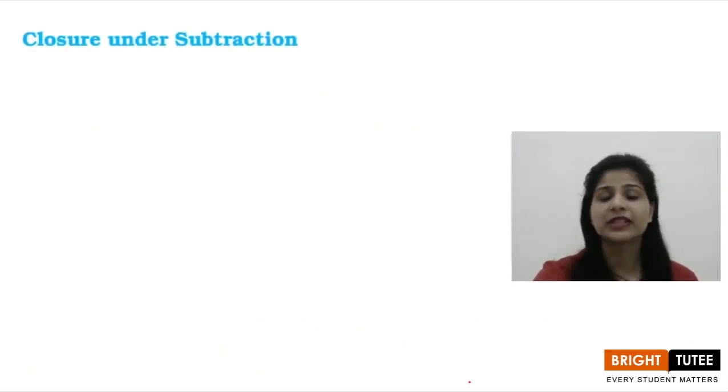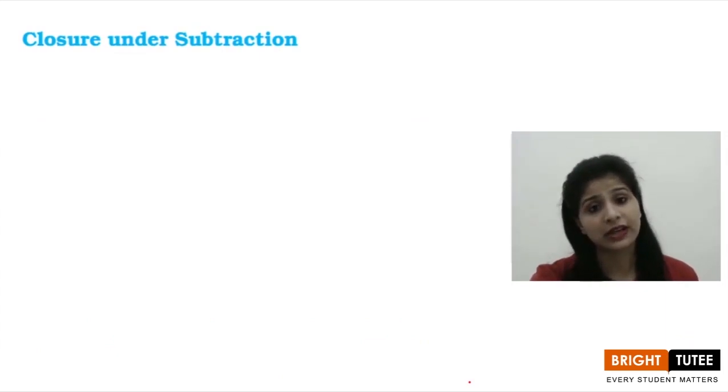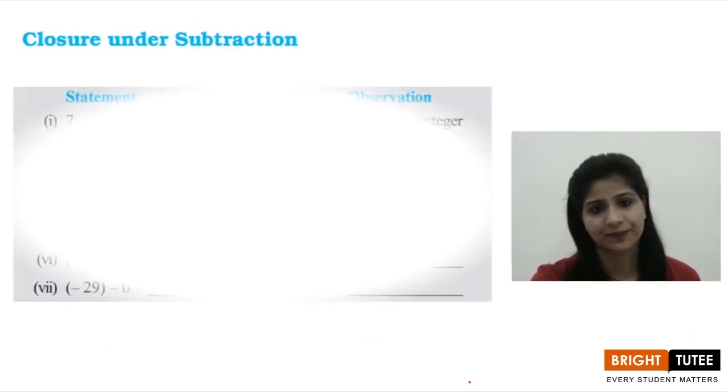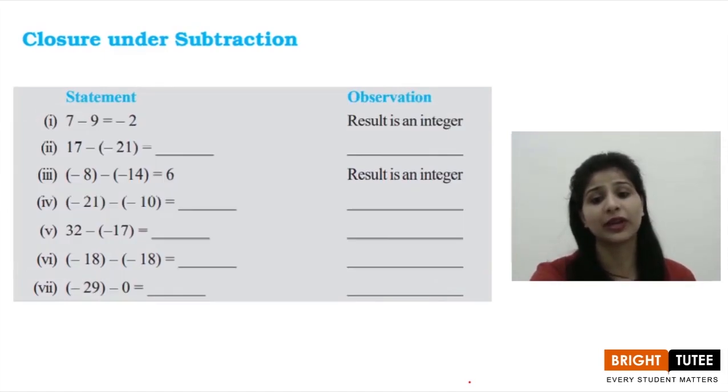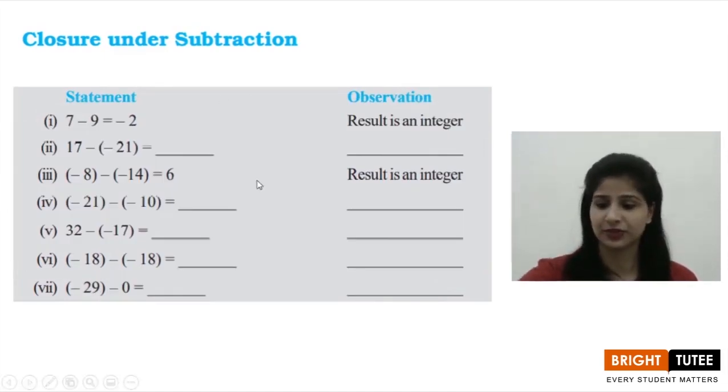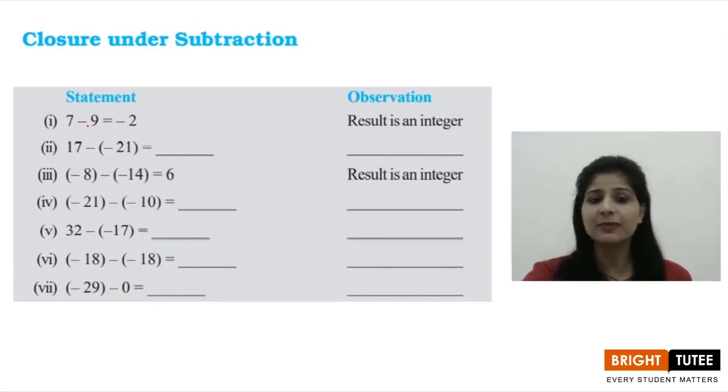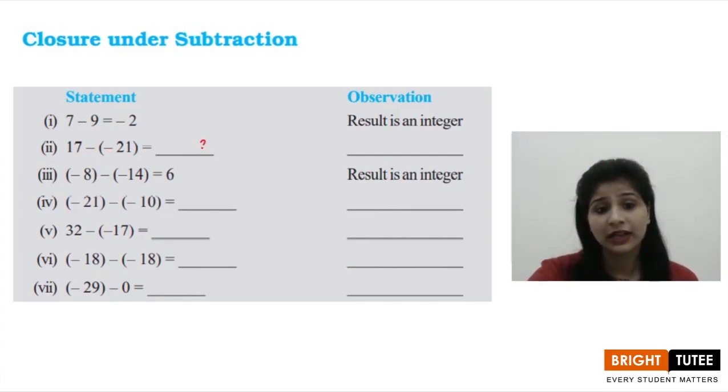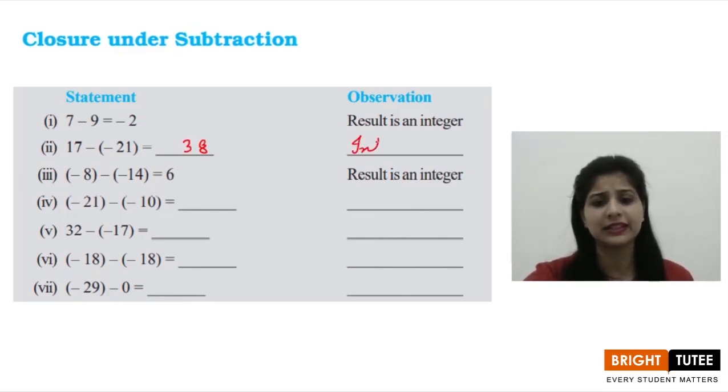Now we will do the second property, closure under subtraction. Again, we will be doing some statements and observations. 7 minus 9. What does it give me? Minus 2. Is this an integer? Yes. 17 minus minus 21, minus will become plus, so we have to add them. 7 and 1 is 8, 2 and 1 is 3. So we get 38. Is this an integer? Yes, it is an integer.